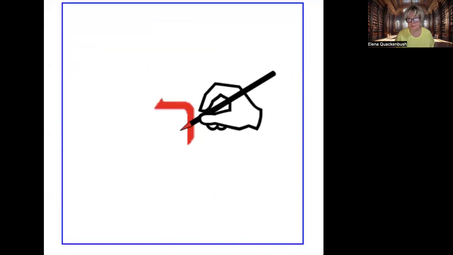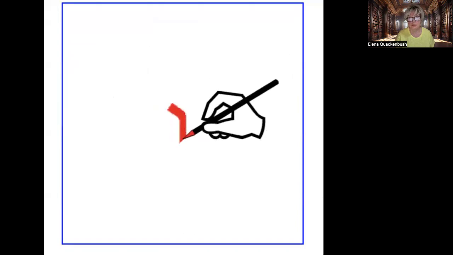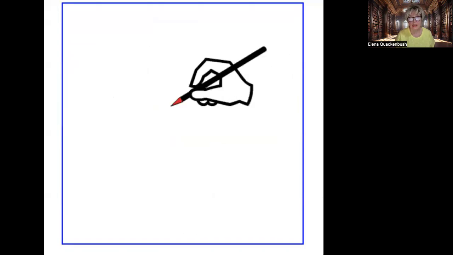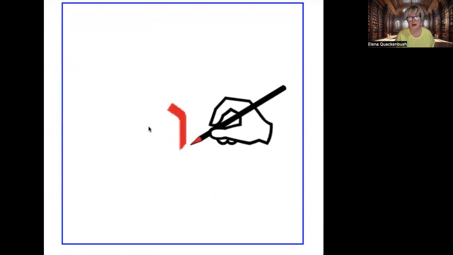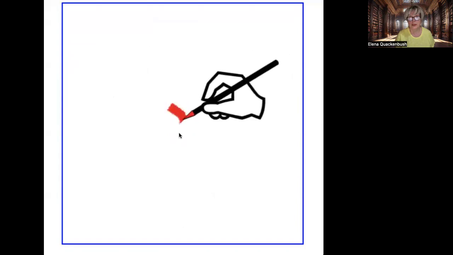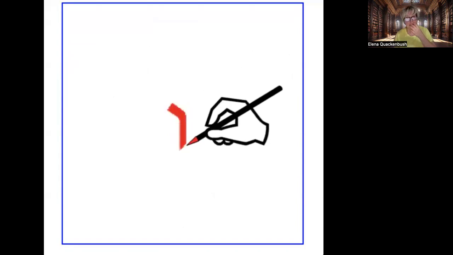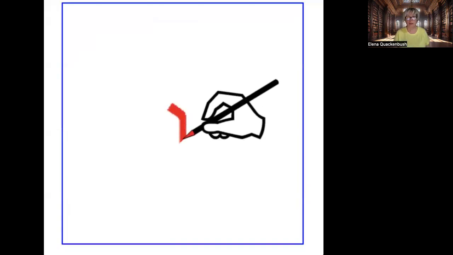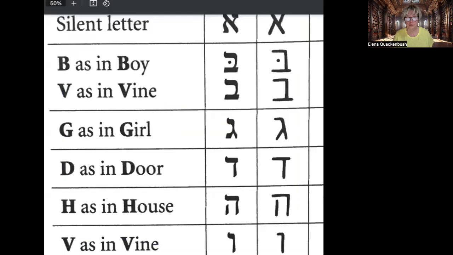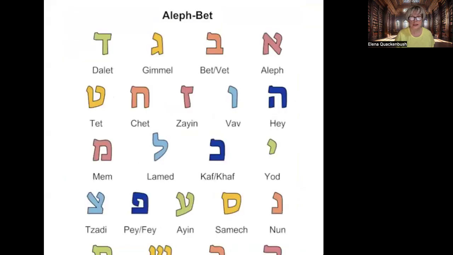Let's see how it is written. That is Vav. Pretty easy, right? This part is a little bit shorter, the leg is a little bit longer. So that's how it is written. Unfortunately, the authors didn't give the names in this table, so that's why we need to go to this table.